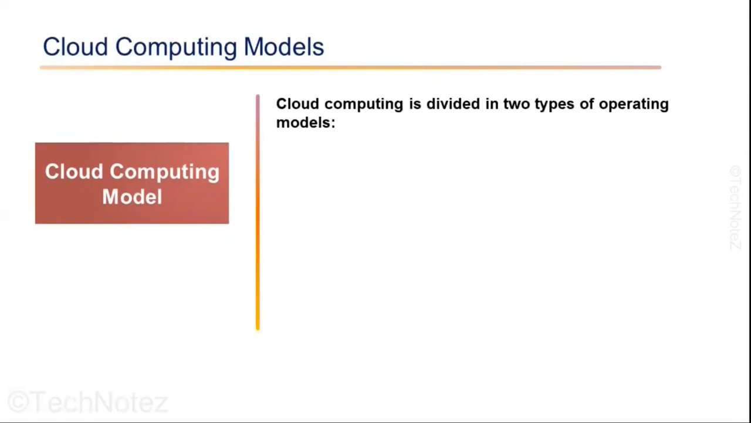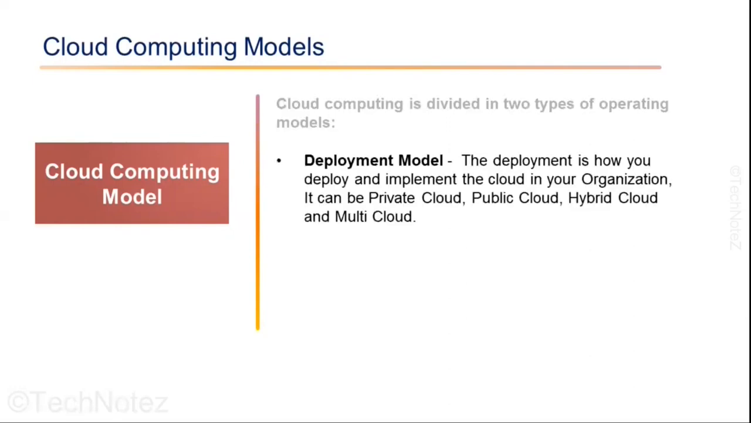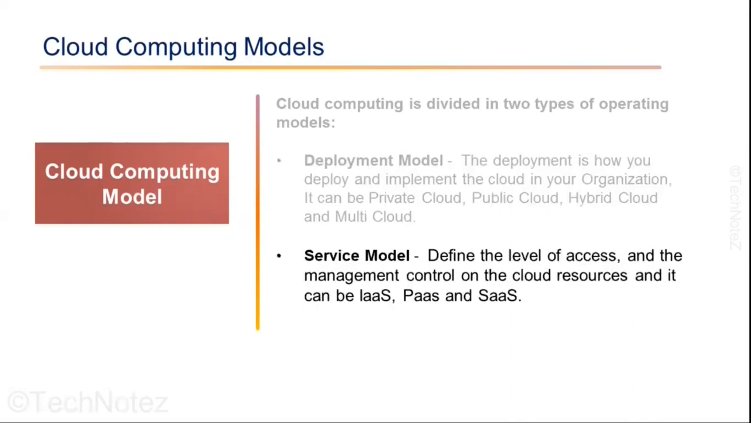So based on type of deployment, flexibility, management, and control on the cloud, cloud computing is divided into two types of operating model: deployment model and service model. Deployment model is how you deploy and implement the cloud in your organization. It can be private cloud, public cloud, hybrid cloud, or multi-cloud. Service model defines the level of access and the management control on the cloud resources, and it can be infrastructure as a service, platform as a service, and software as a service. We will talk about both deployment model and service model in more detail in a moment.